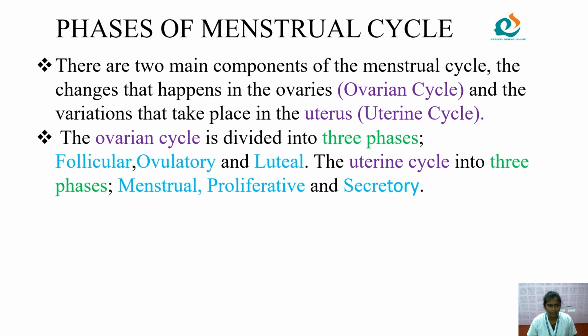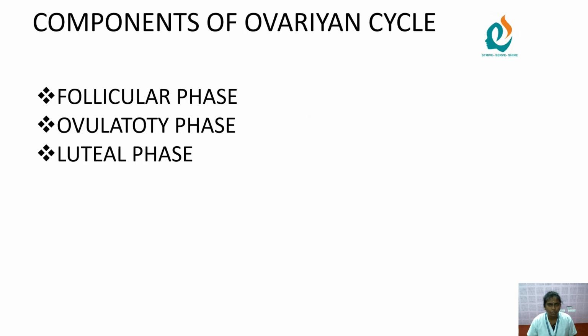Phases of the menstrual cycle. There are two main components. The changes that happen in the ovaries are called the ovarian cycle, and the variations that take place in the uterus are called the uterine cycle. The ovarian cycle is divided into 3 phases: follicular phase, ovulatory phase and luteal phase. The uterine cycle is also divided into 3 phases: menstrual phase, proliferative phase and secretory phase.